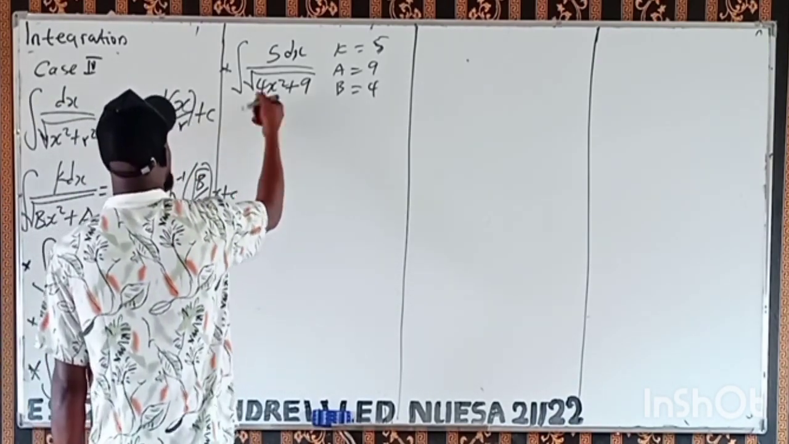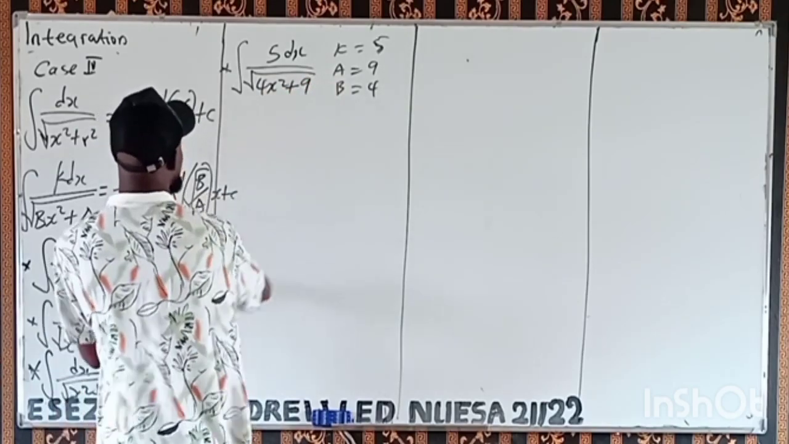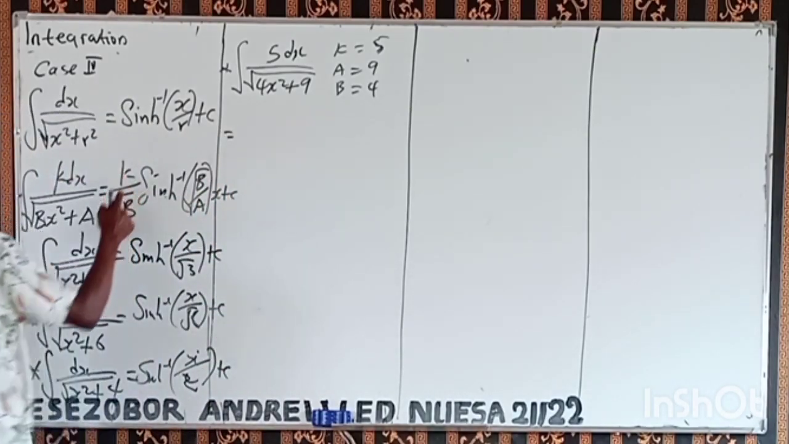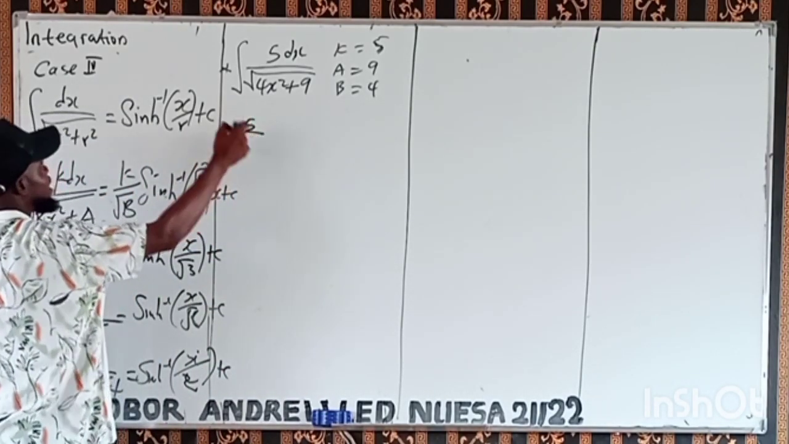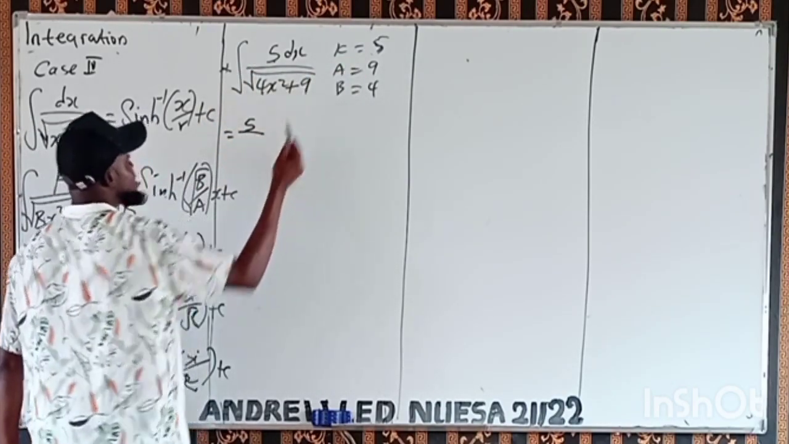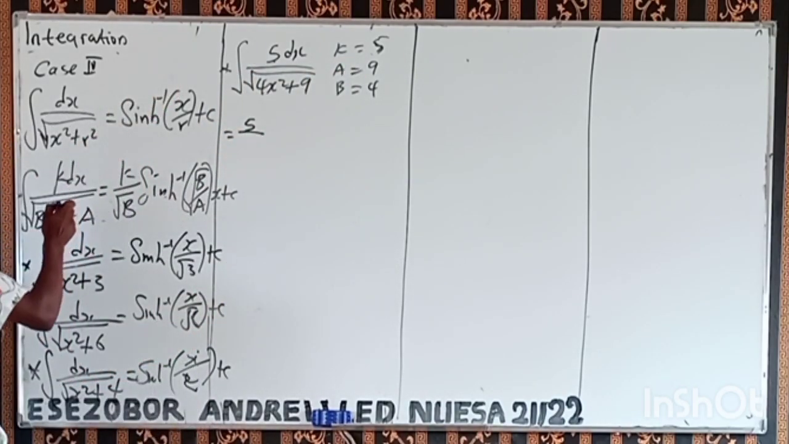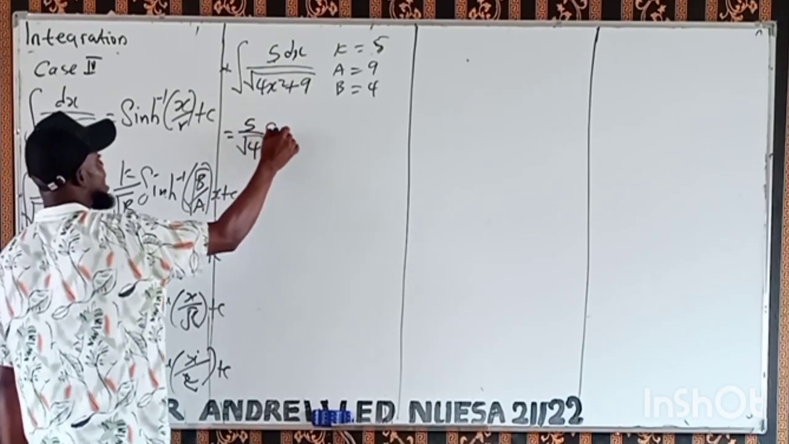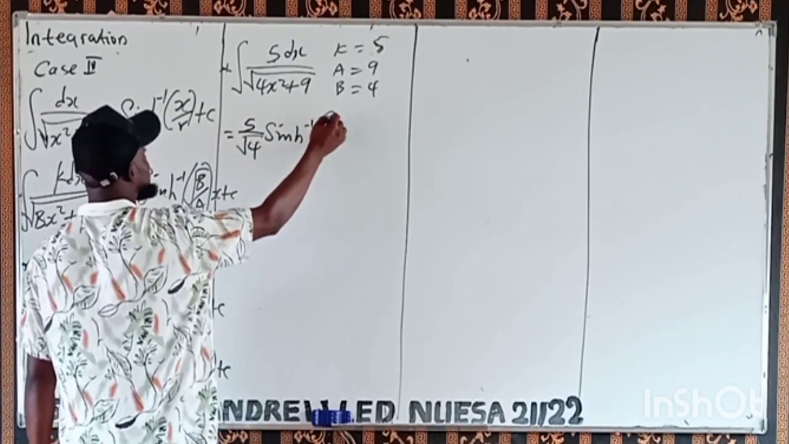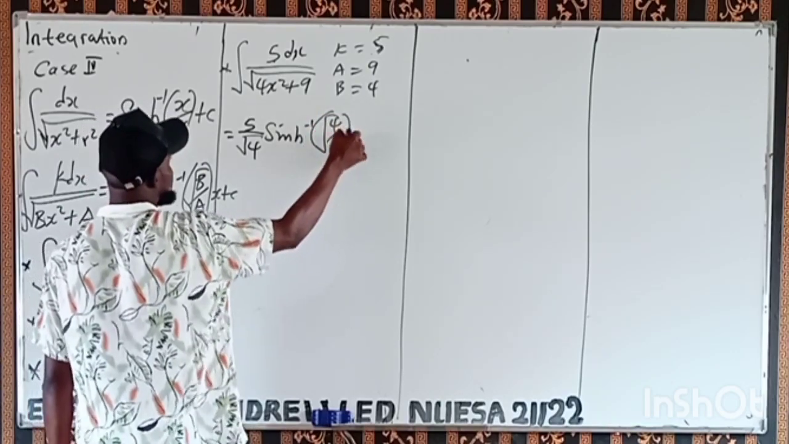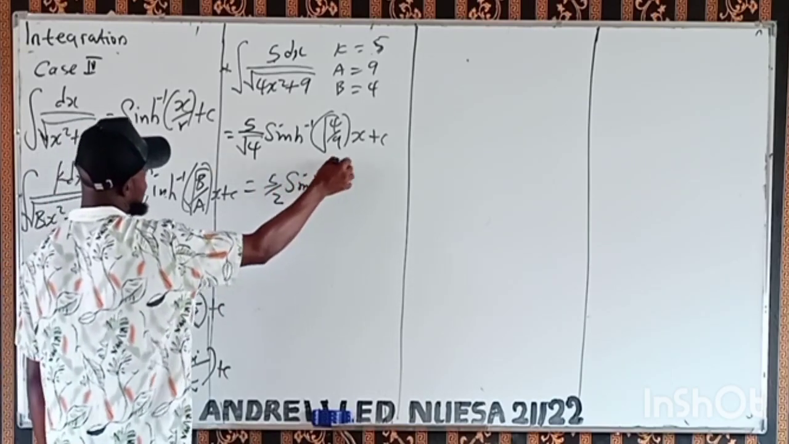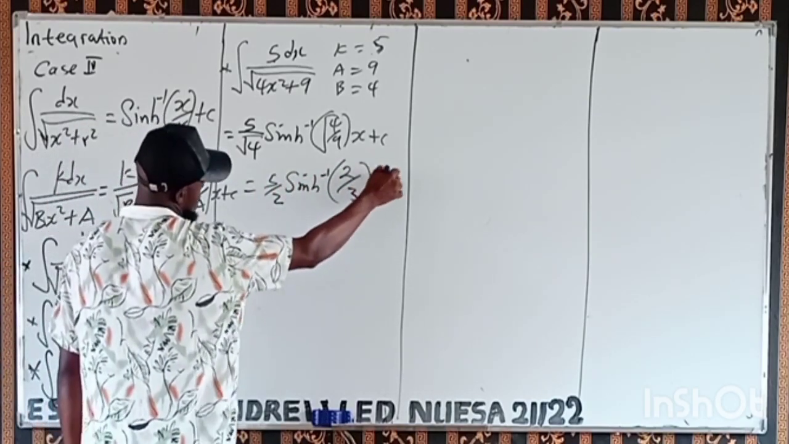So look at it. If there's no square root, we will take note of that. If I want to do that now, it will be k over root b. K is 5, over root b, what is root b? Root 4, which is 2. Sure, just compare this to that. The sine inverse of root b over a, 4 over 9, s plus c, that gives us 5 over 2 sine inverse of 2 over 3 s plus c.